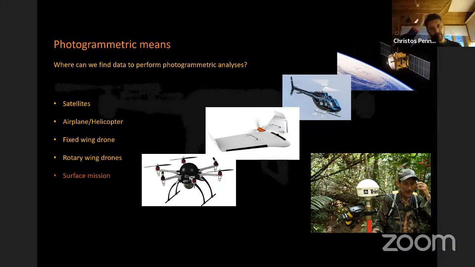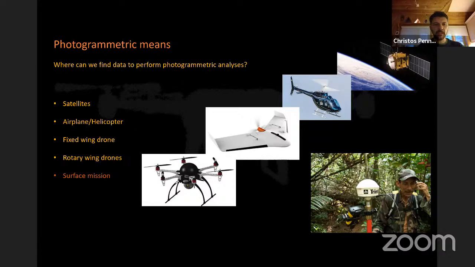Moving on with photogrammetric means, where can we find data to perform photogrammetric analysis? We can do that either by acquiring data with the use of satellites, as we said before, by the use of helicopters or airplanes, by using fixed-wing drones, rotary drones, or by doing that on a surface mission.